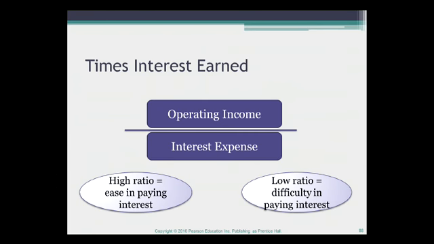Okay, what is operating income? Well, another way you can think of operating income is the company's net income plus interest expense plus income tax expense. So it's the income before interest and income taxes. Okay, a high ratio means your operating income is large compared to the amount of interest expense, and you're going to have ease in paying your interest. Low ratio, you're going to have difficulty in paying your interest.